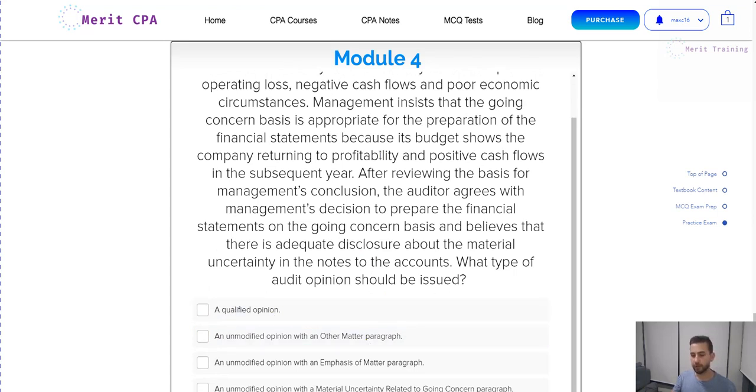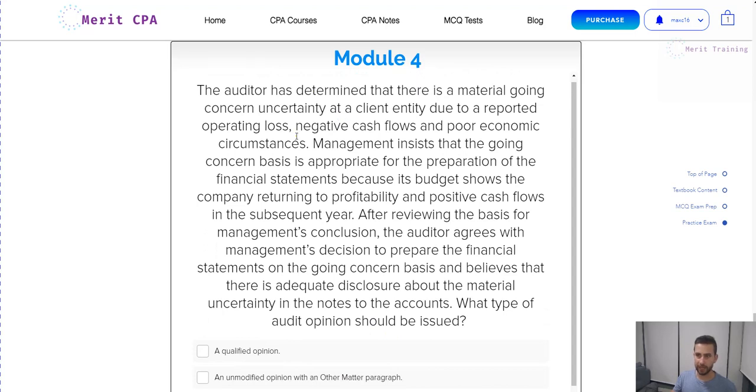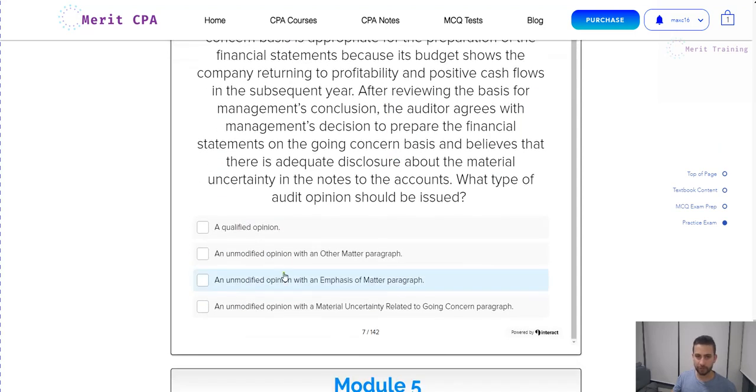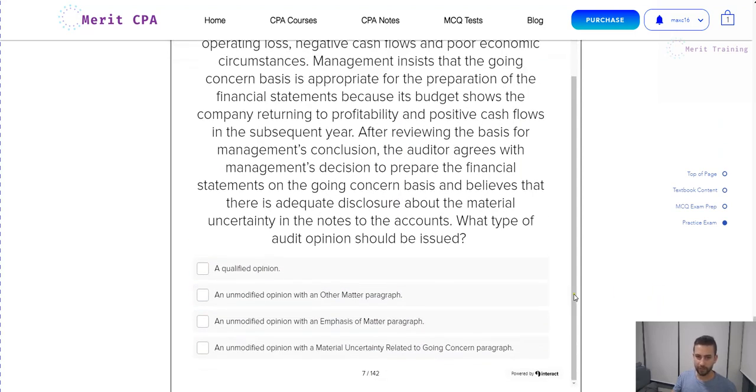And also we can confirm that the auditor hasn't had a lack of access to information or evidence. That's not noted anywhere in this background. So we know it's not a qualified opinion. We know for sure that it is an unmodified opinion, but we just don't know whether it has an other matter paragraph, an emphasis of matter paragraph, or this one, material uncertainty.